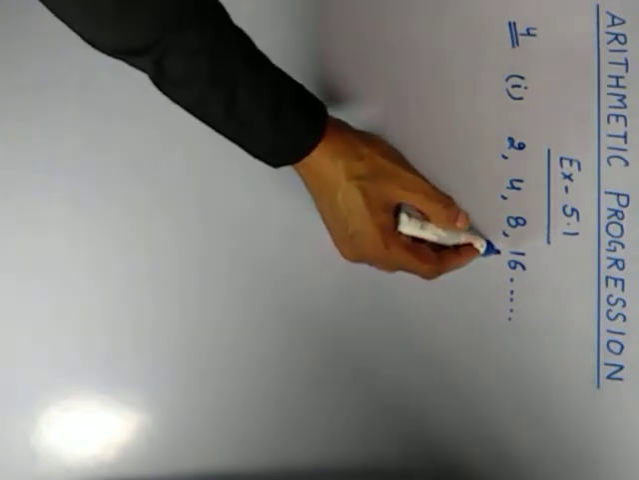Question number 4, first part is, which of the following are APs? First you have to check whether given sequence is an AP or not. Then if they form an AP, find the common difference D and write 3 more terms. So first part is 2, 4, 8, 16 and so on.